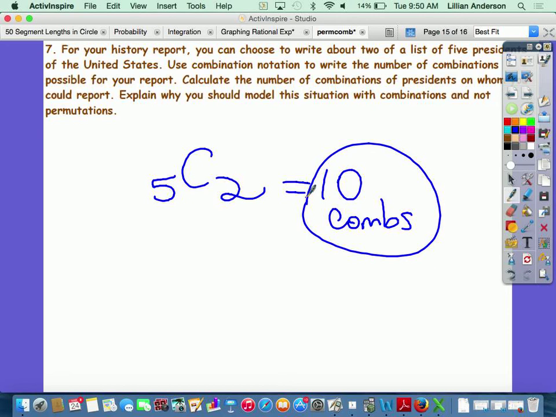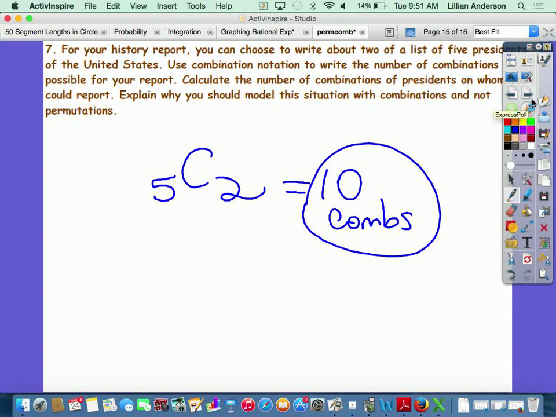Will it always have either the word combination or permutation in the question? No. See, like how I just reworded this question: you have to write a report about the first 5 presidents, and you have to choose 2. Then it would say, calculate the number. It doesn't have to use the word combination or permutation, but you have to be able to recognize based off the situation which one it's going to be.